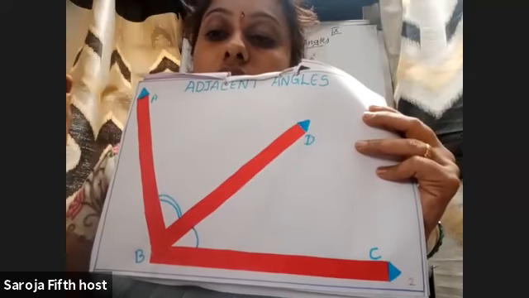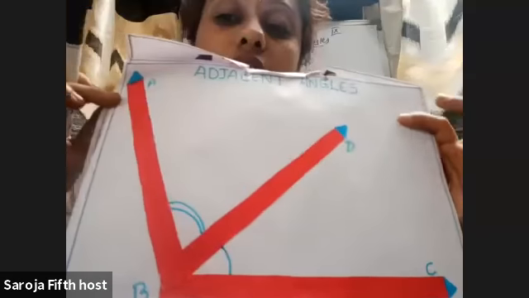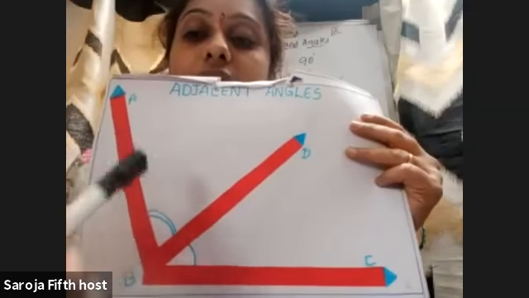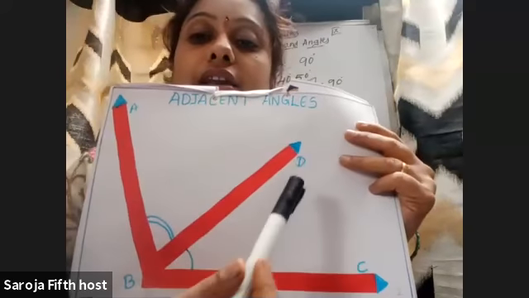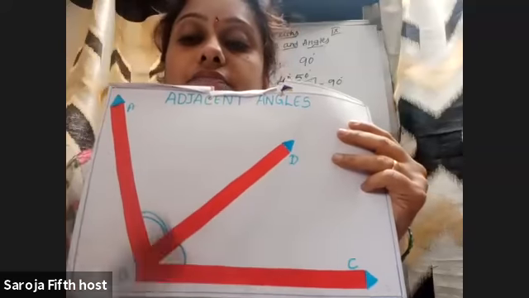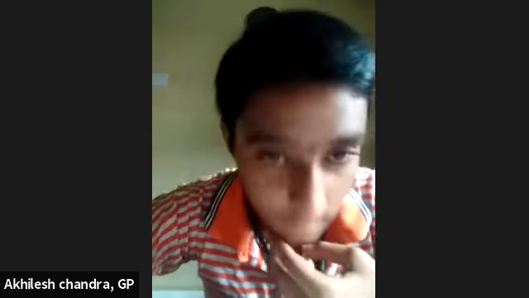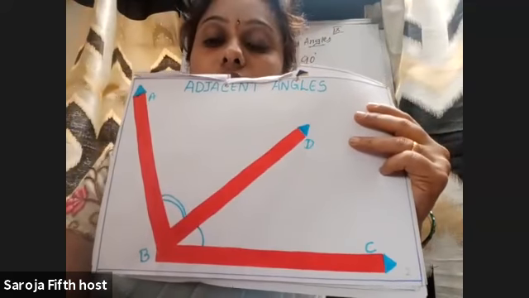Is it clear? Akhilesh, you are getting sleepy. No, ma'am. Okay, so does anybody have a doubt in this? So now I can tell which are the adjacent angles: ABD and CBD. These two are the adjacent angles. Is it clear? Yes, ma'am. If you have any doubt, you can ask me. No, ma'am.